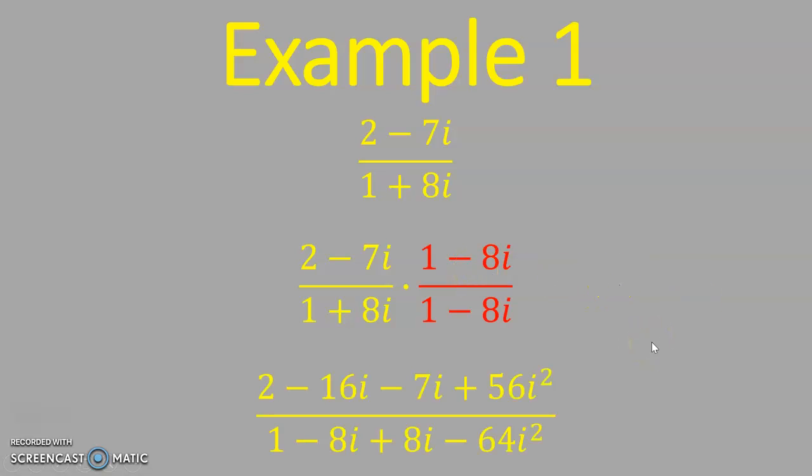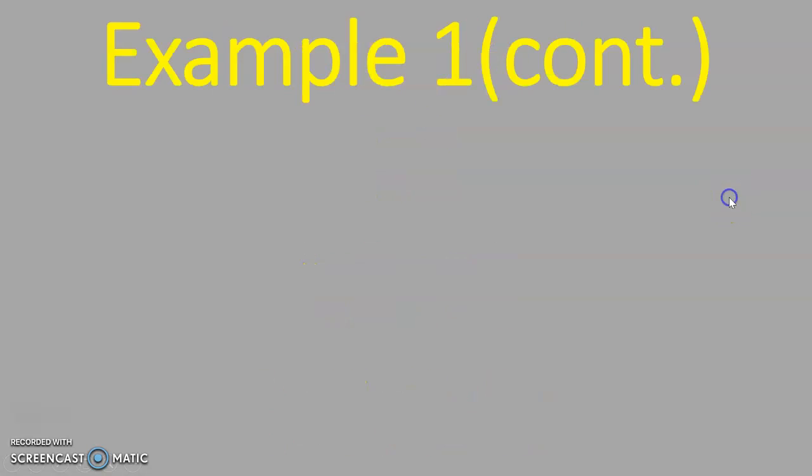Like the previous video, we're going to multiply those, and notice it's really a multiplication problem on top and on bottom. Just to go through the top, 2 times 1 is 2, 2 times negative 8i is negative 16i, negative 7i times 1 is negative 7i, and negative 7i times negative 8i is 56i squared. And you can follow the bottom to see the same process.